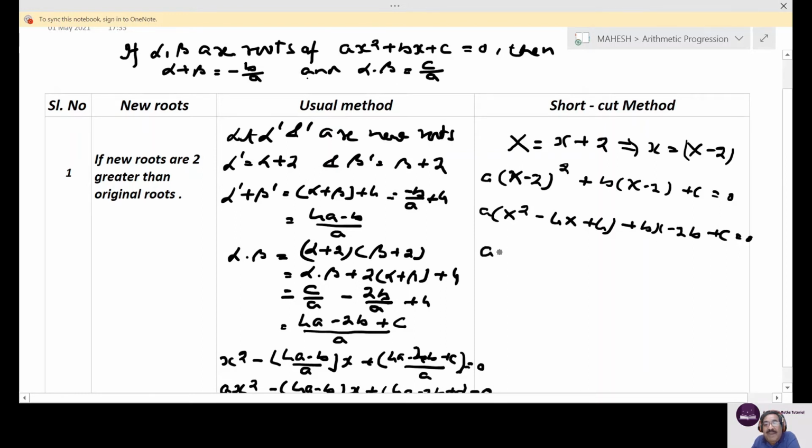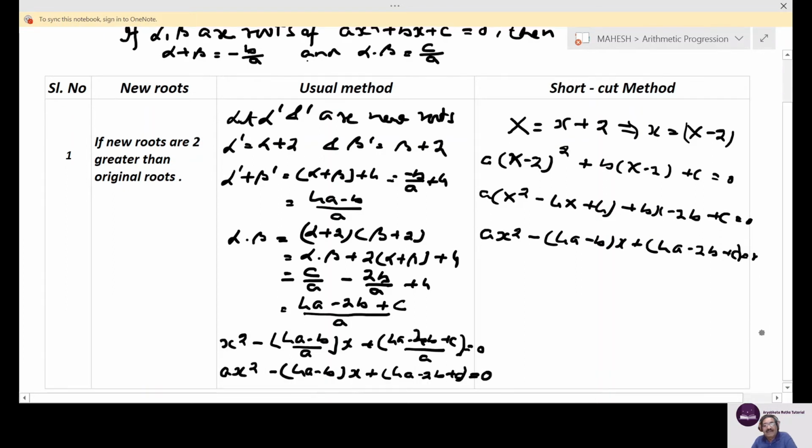Therefore, the equation will be aX square minus (4a minus b)X plus (4a minus 2b plus c) is equal to 0. Therefore, by this shortcut method, this problem can be solved very easily. Now we take the second example.